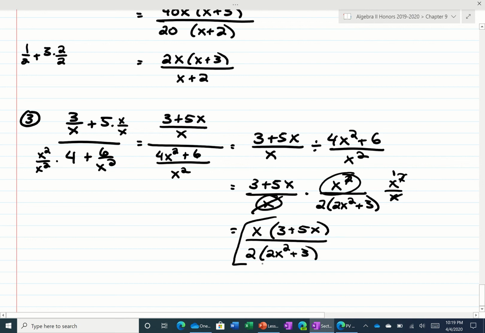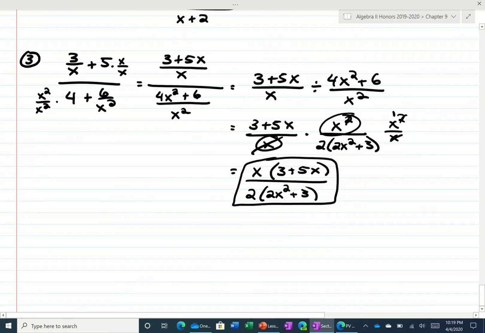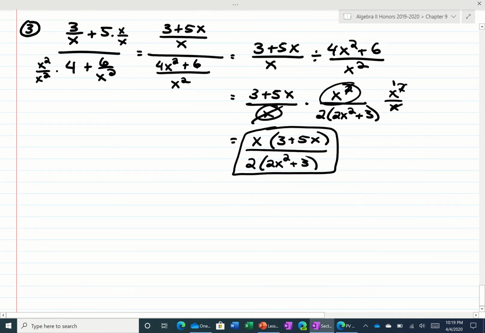That's all we could do for this problem. Sometimes not a whole lot cancels out, but that's how you would do that.